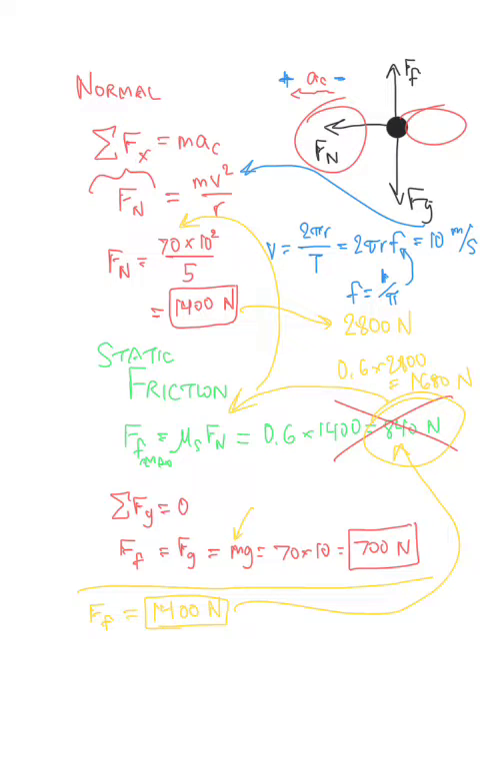So no matter how much more the person weighed, no matter how many times larger they were with their mass, all these numbers would increase proportionally. So this number for the true value of the static frictional force could never be bigger than the maximum static frictional force.